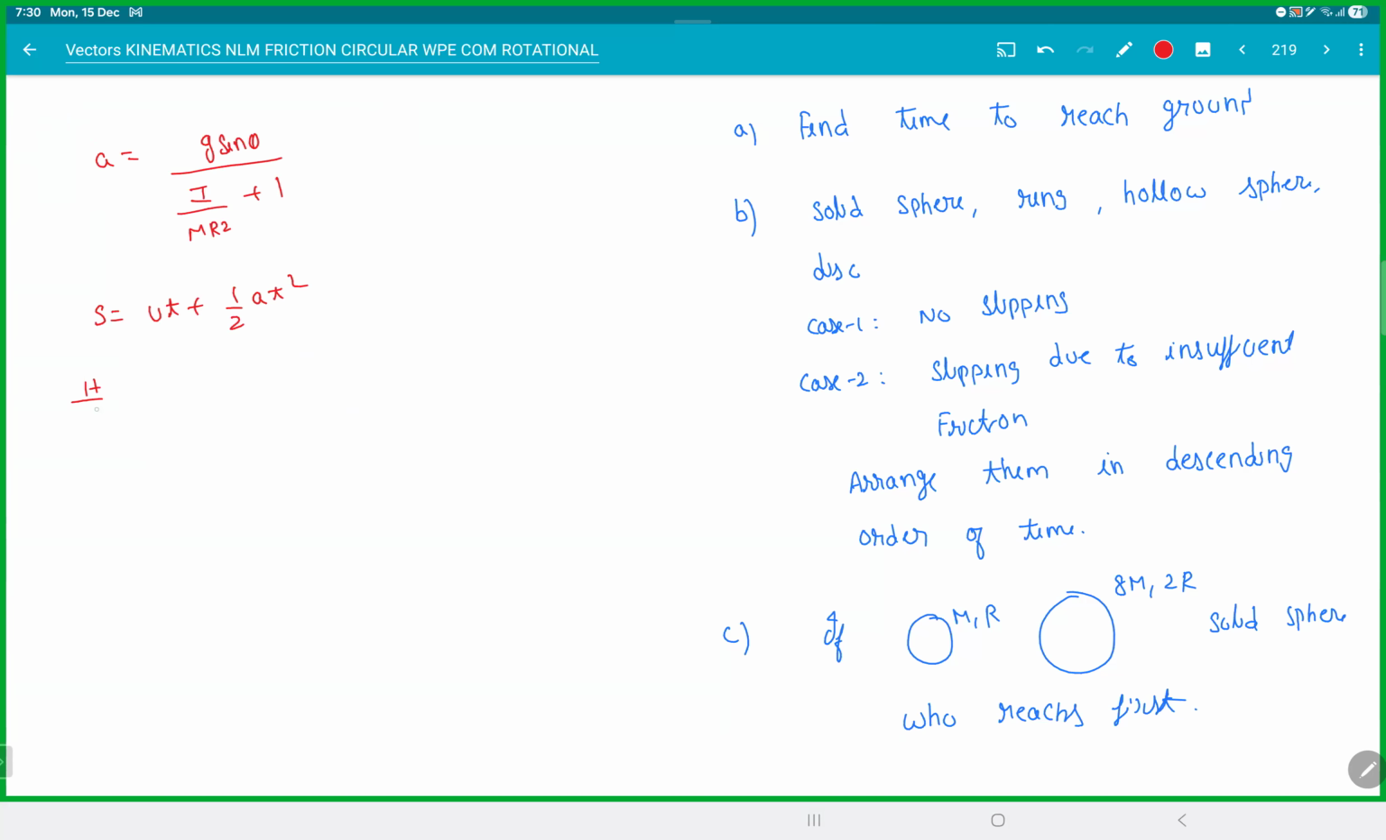This is h by sine theta. The incline's initial speed is 0. This is half a t square. From there, you'll get the time: root over 2h by g sine theta. And you can clearly see whoever has more moment of inertia will have the least acceleration.